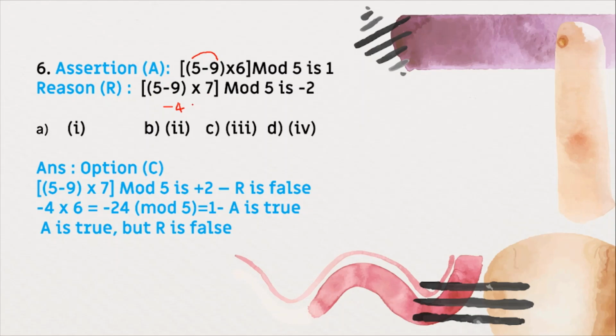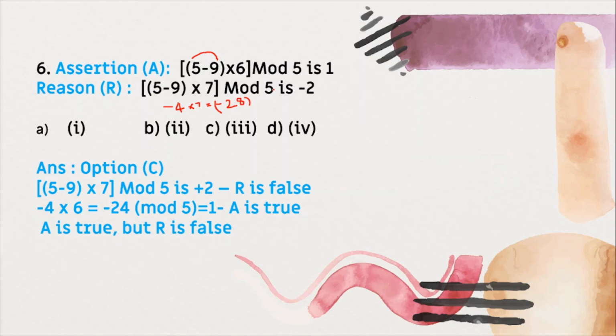Minus 4 into 7 is minus 28. So, minus 28 mod 5. Whenever you have a negative number mod 5, what do we do? We just take the next number. For example, 28 divided by 5, 5 fives are 25. Leave off the negative symbol, just take the numerical value alone. 28 mod 5 means you will be getting remainder 3.